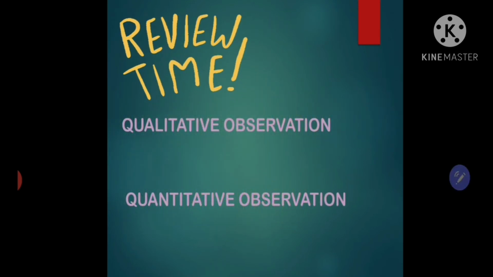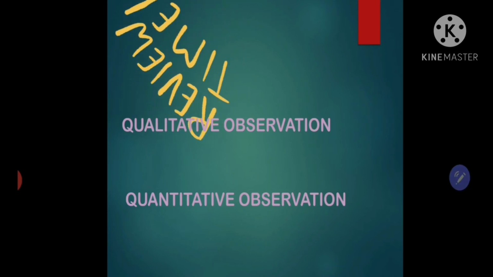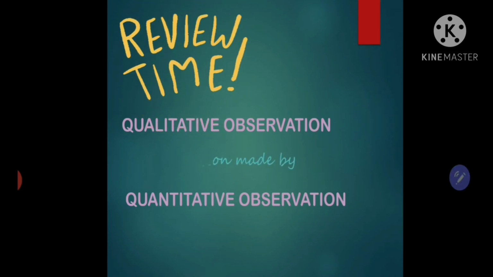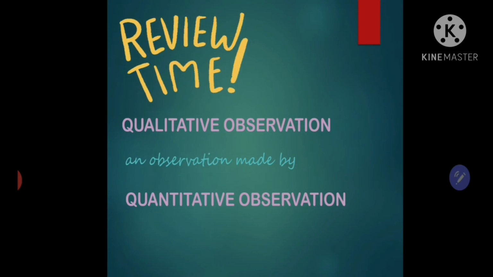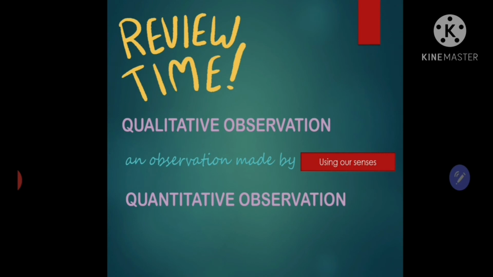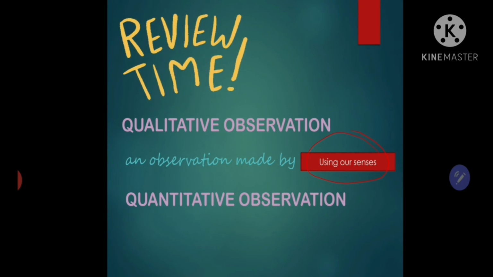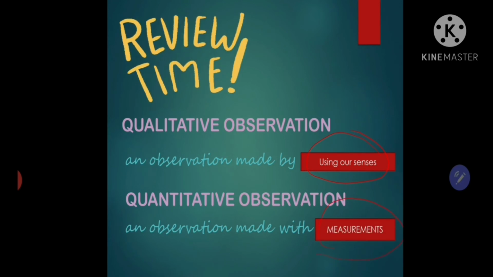Okay, it's review time. Let's answer this one or supply the missing word. In qualitative observation, it is an observation made by, what is your answer? Great! It is made by an observation using your senses. So that is a qualitative observation. While when we say quantitative observation, these are the observations made with the use of measurement. So those are the different types of observation.